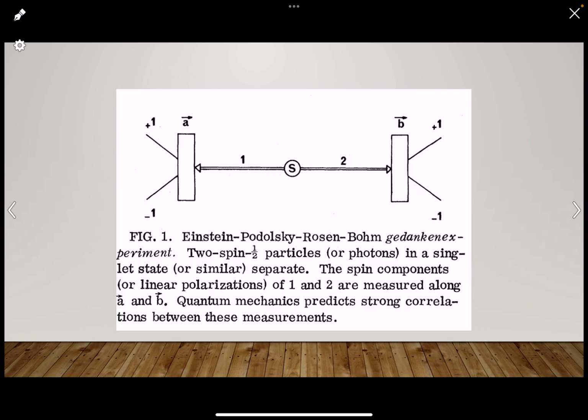The thought experiment of EPR has a source. This source emits a pair of spin particles in a singlet state. After the particles have been separated, one performs correlated measurements of their spin components along arbitrary directions A and B. If the measurement along A yields a result of +1, the polarization is found to be parallel to A. So the polarization is parallel. If it was found to be -1, the polarization is found to be perpendicular.